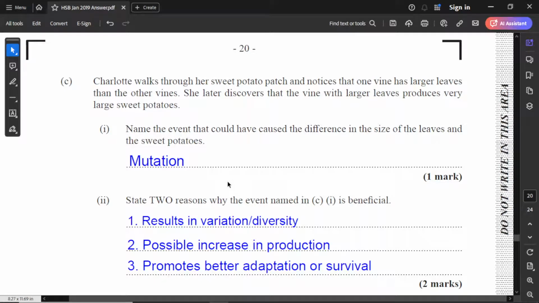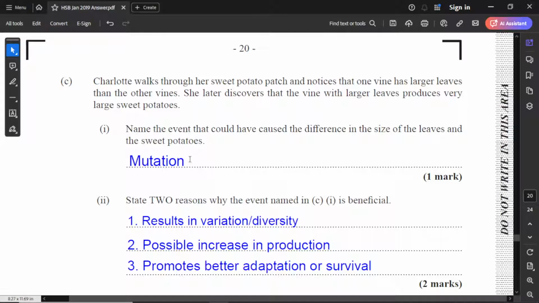All right, now Charlotte walks through her sweet potato patch and notices that one vine, only one vine, that's very important, one vine has larger leaves than the other vines. She later discovers that the vine with larger leaves produces very large sweet potatoes. That's one vine. Just bear it in mind. So part 1, it said, name the event that could have caused the difference in the size of the leaves and the sweet potatoes. And so this is mutation.